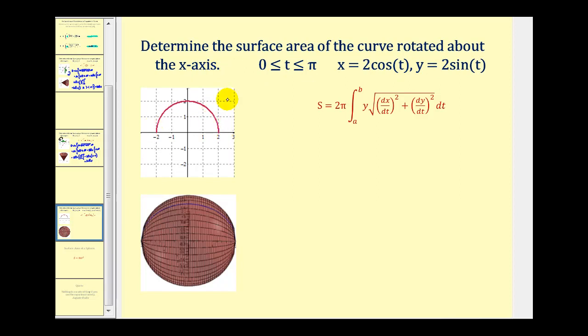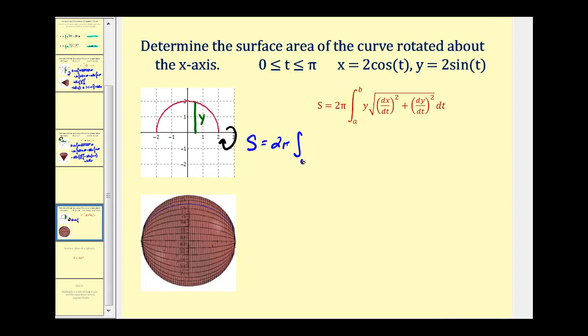So here's the graph of the curve on this interval. If we rotate this about the x-axis, it'll produce this sphere. And once again, notice the distance from the curve to the axis of rotation here would be equal to y, which we find in our formula. So this definite integral should give us the surface area of this sphere with radius 2. Let's go ahead and try it.